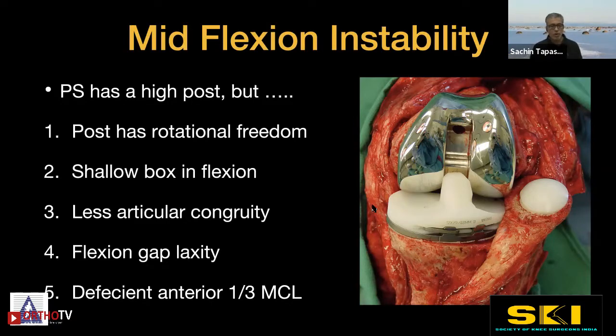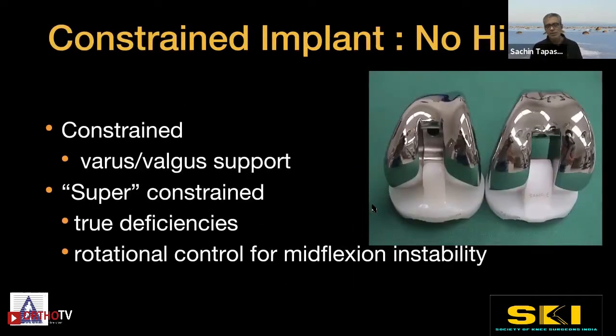The articular congruity is not going to be as much as what it will be with a VVC type of implant. And usually these patients will have a deficient anterior third of the MCL, and they require a revision to a more constrained varus valgus support. And this requires, in my opinion, a non-hinged constrained implant like the VVC.